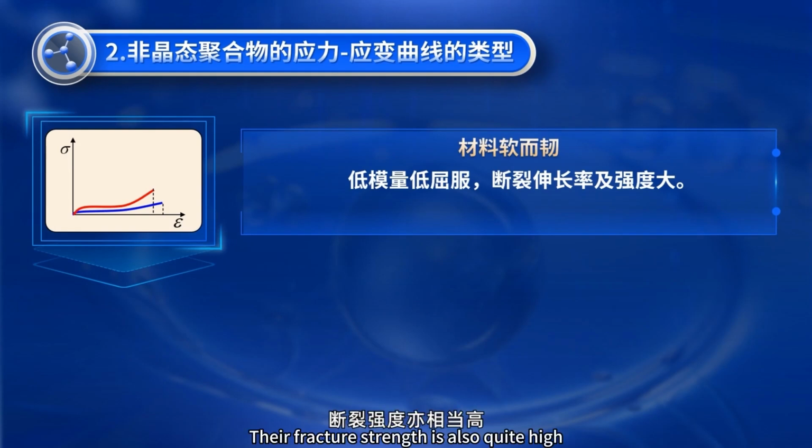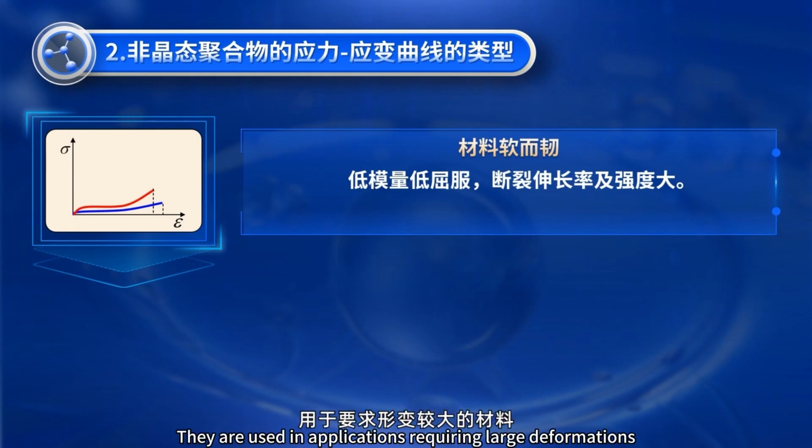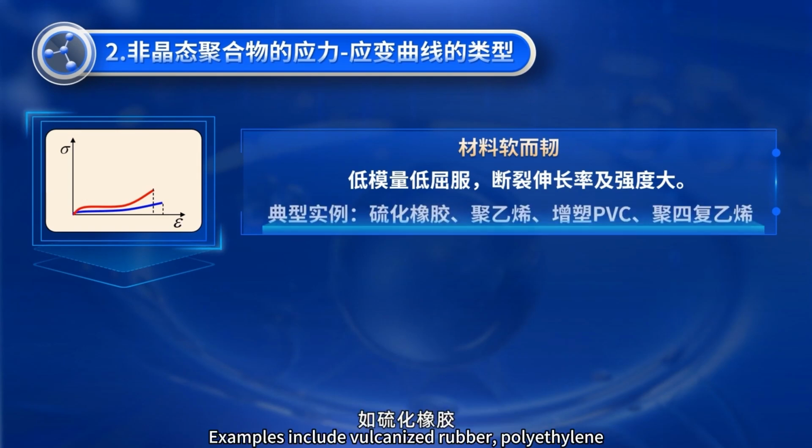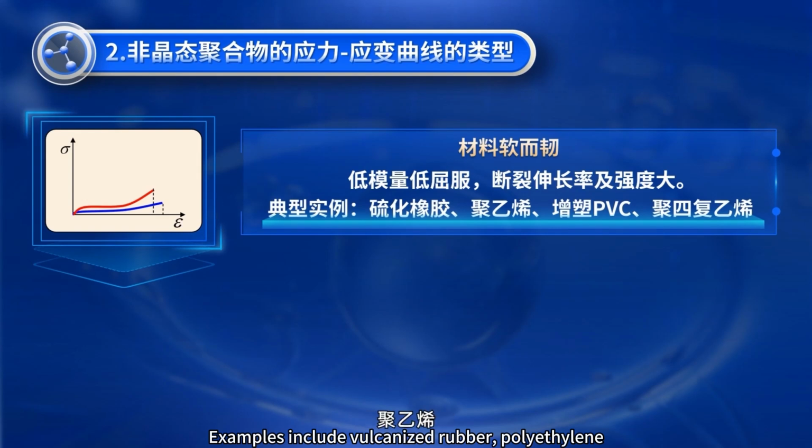Their fracture strength is also quite high. They are used in applications requiring large deformations. Examples include vulcanized rubber, polyethylene, plasticized PVC, and polytetrafluoroethylene (PTFE).